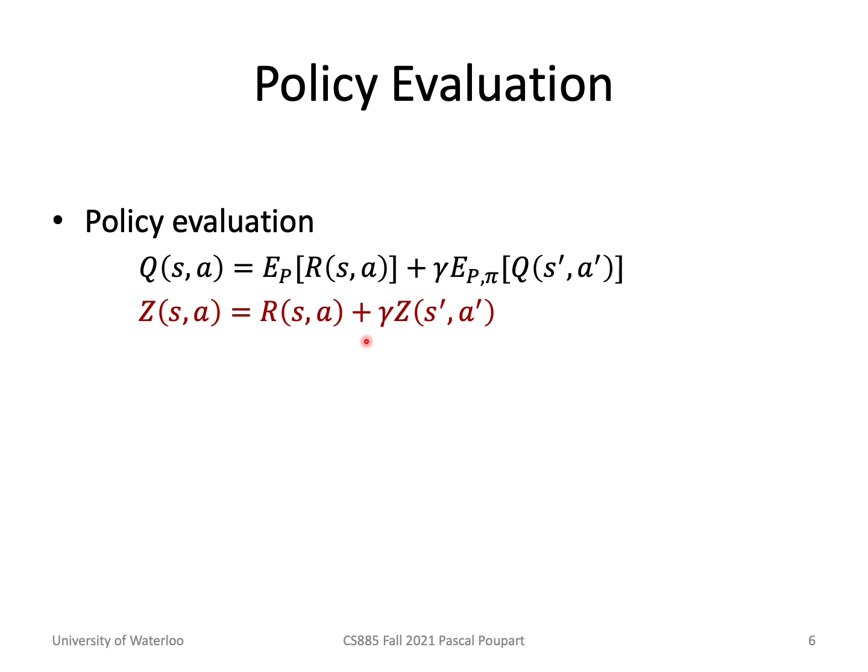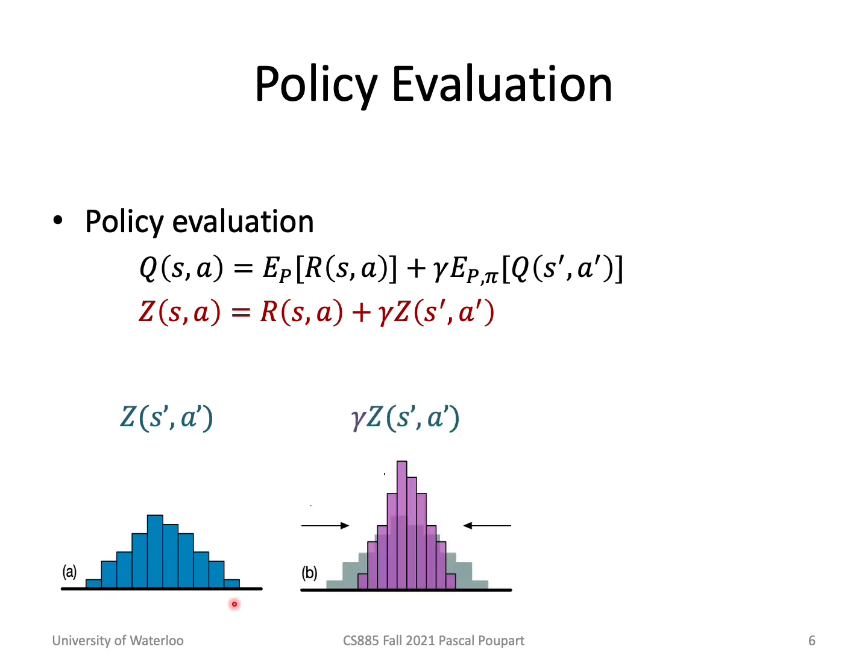So let's illustrate how this works. If we start with the random variable of the future rewards, so Z of S prime A prime, we can represent this by some distribution like this. Then when we multiply that random variable by gamma, what happens is that the domain will shrink. That's what we observe here. And then the probability of each one of those values will possibly go up, right? So that's the effect here of multiplying a random variable by a discount factor gamma.